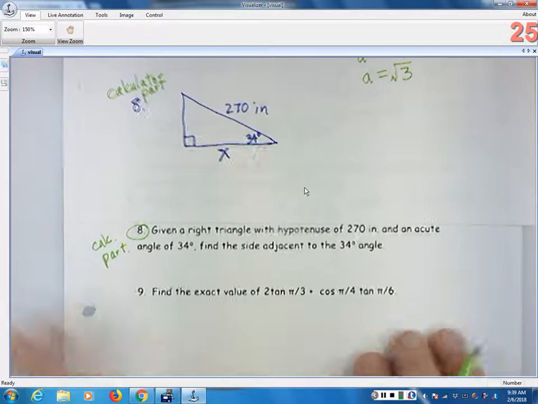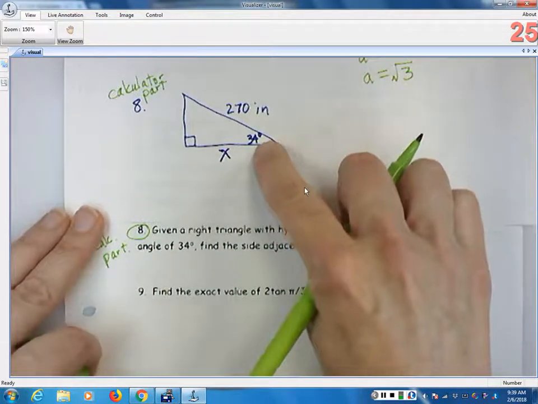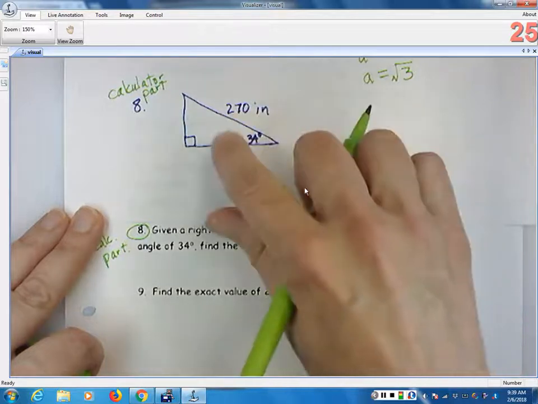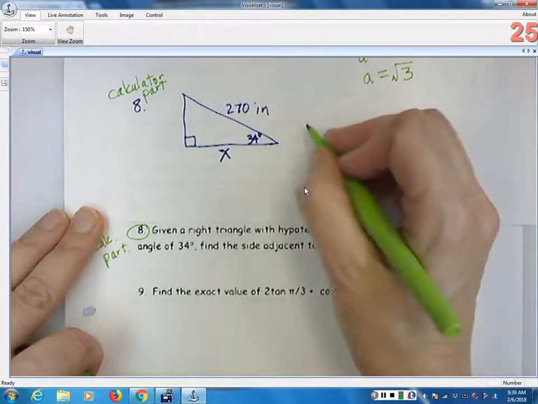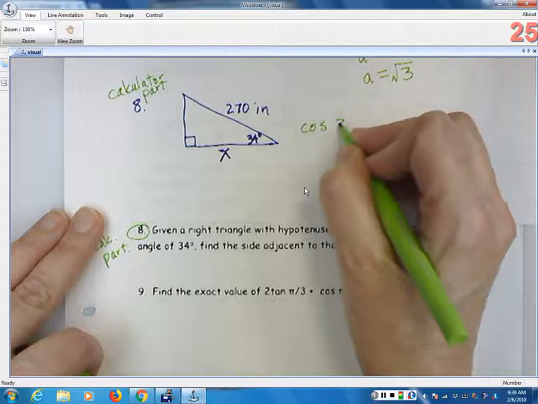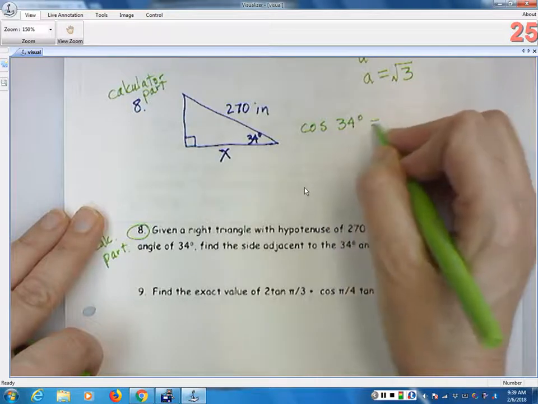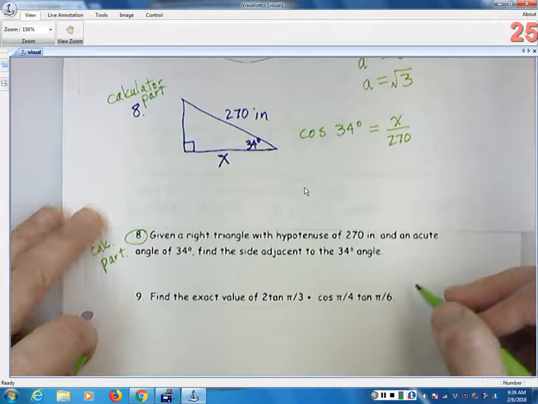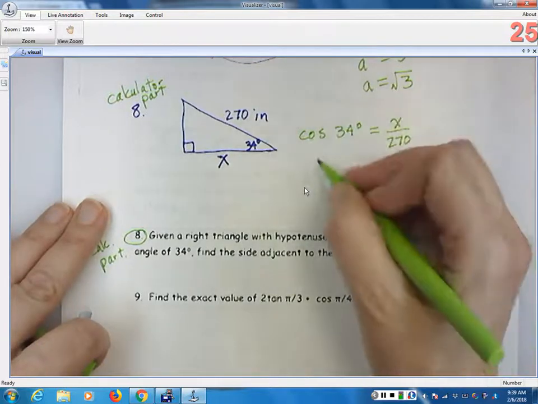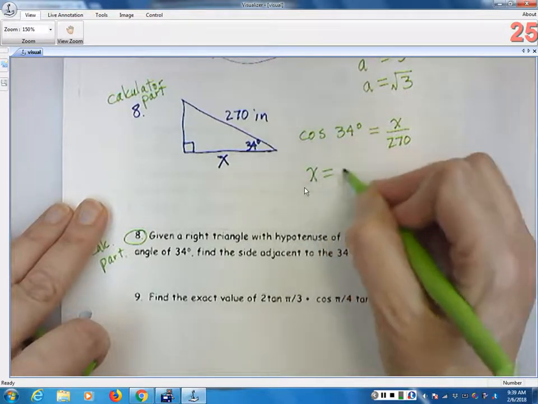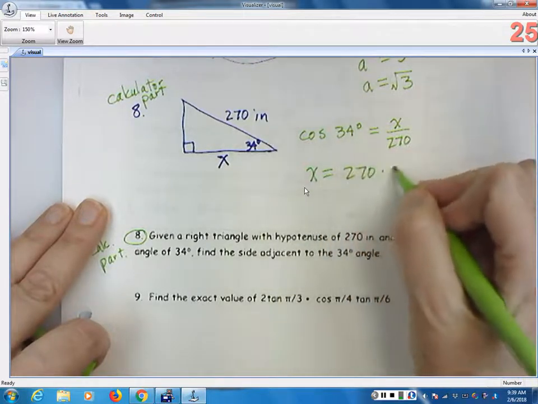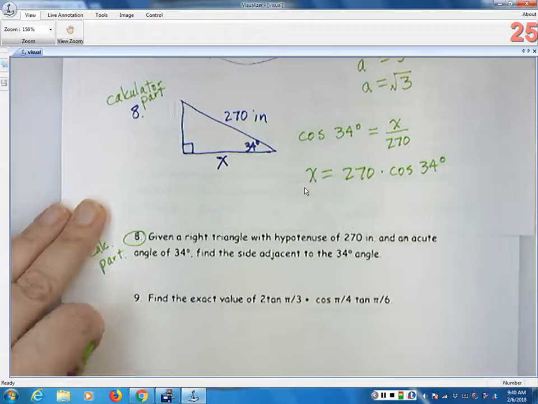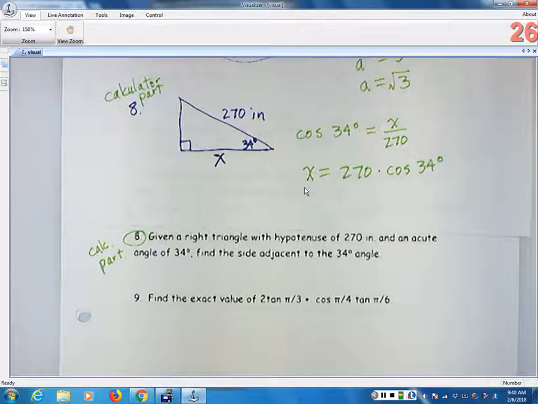So, what trig function will give you adjacent over hypotenuse? Cosine of 34 degrees equals x over 270. You can solve for x by multiplying by 270. And so you have to use your calculator on this one.